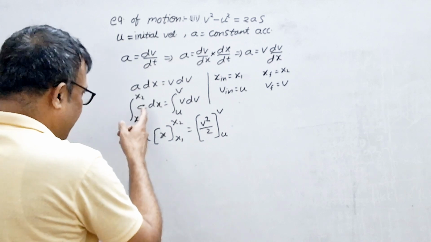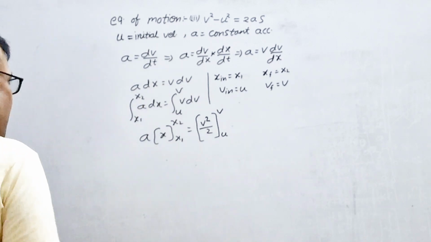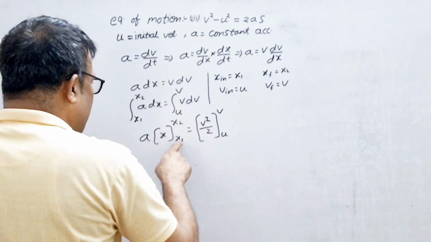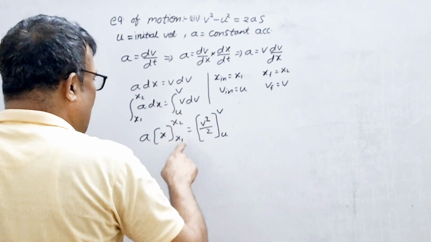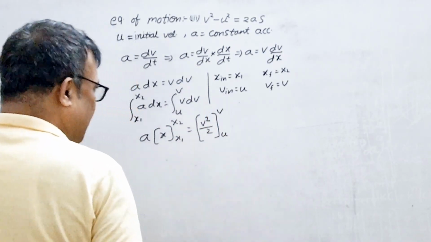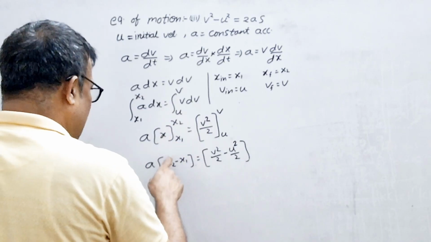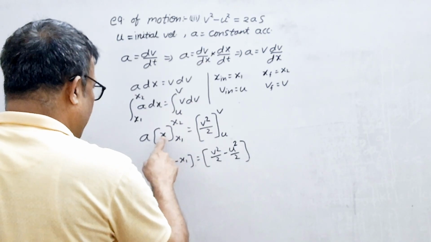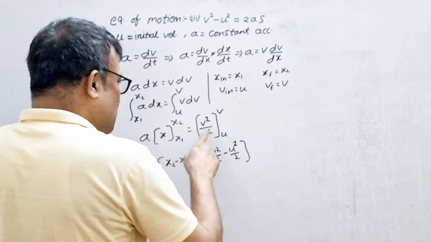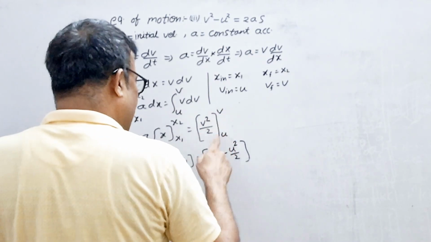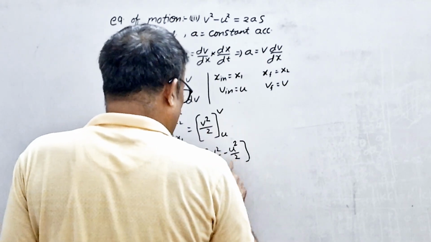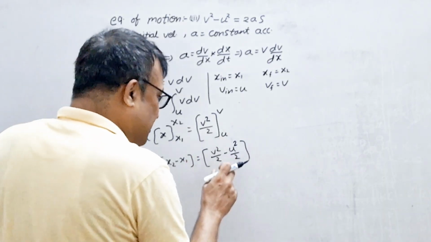Now a being the constant factor can be taken out of the integration, and now we have integration of 1 with respect to x, which will be x, and we put the limit lower limit x1 and upper limit x2. On the right side integration of v will be v square by 2 with lower limit u and upper limit v. Now here in place of variable, first we put upper limit x2 minus then lower limit x1. So it will become x2 minus x1 into a. On the right hand side also in place of variable, we put upper limit first, it will be v square by 2 minus then we put lower limit, it will be u square by 2. So right side will become v square by 2 minus u square by 2.